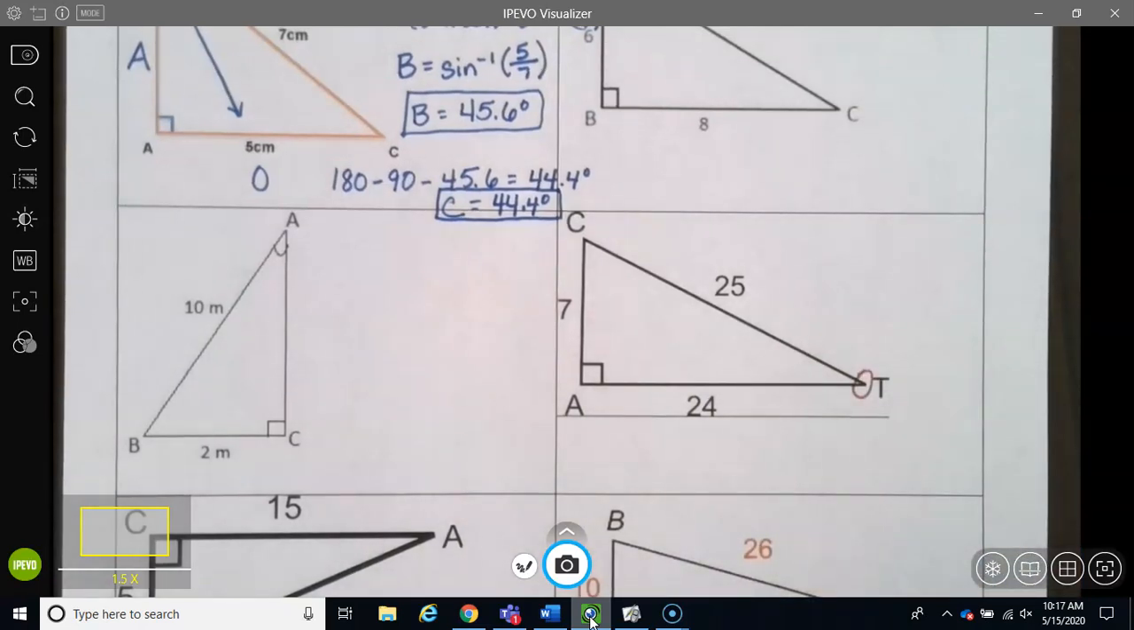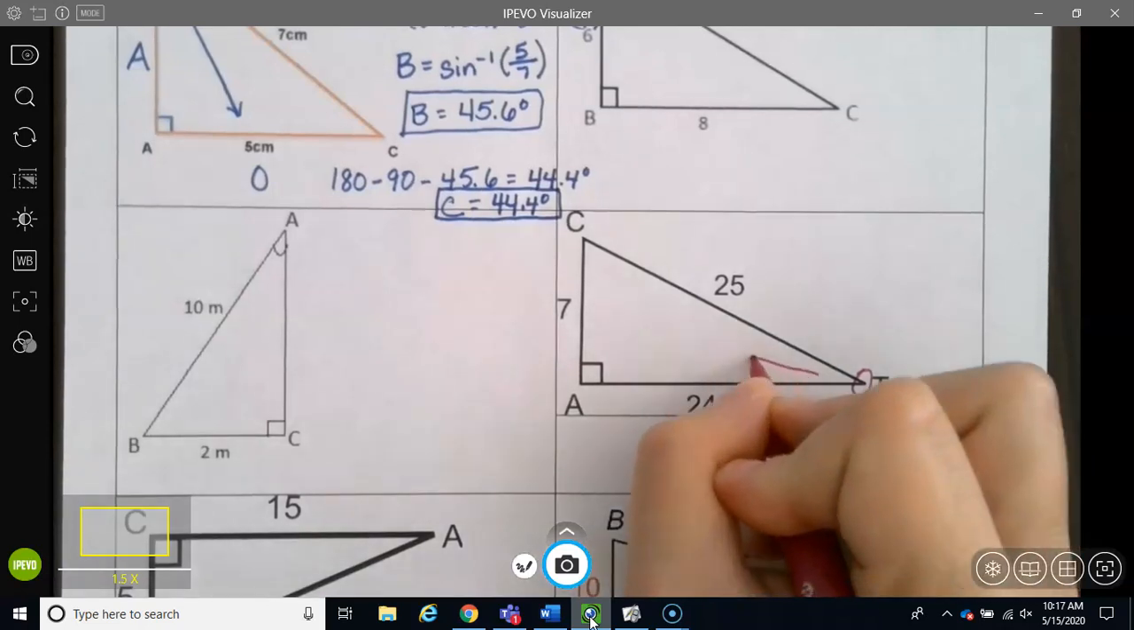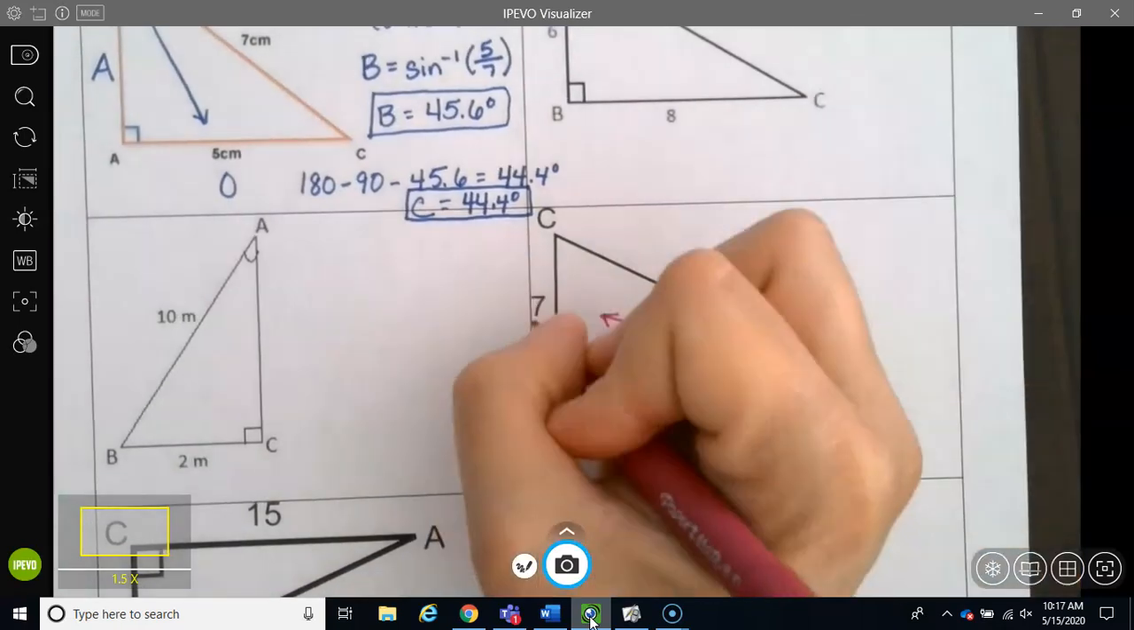So I'm going to pick angle T as my first angle I'm going to try to find. Across from that is my opposite side.